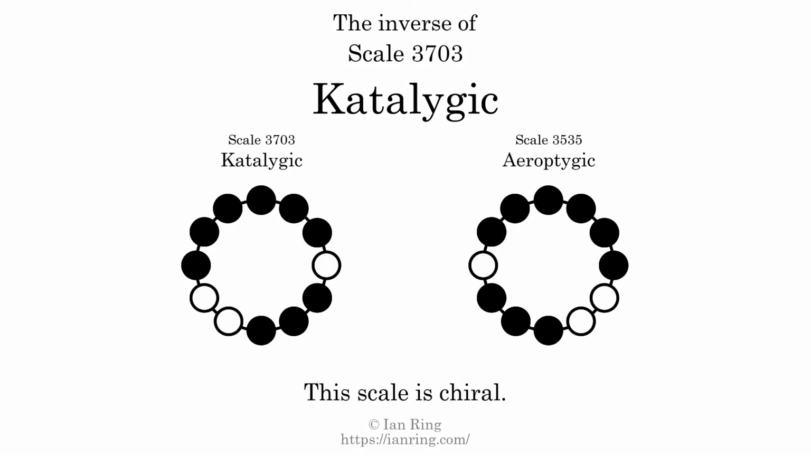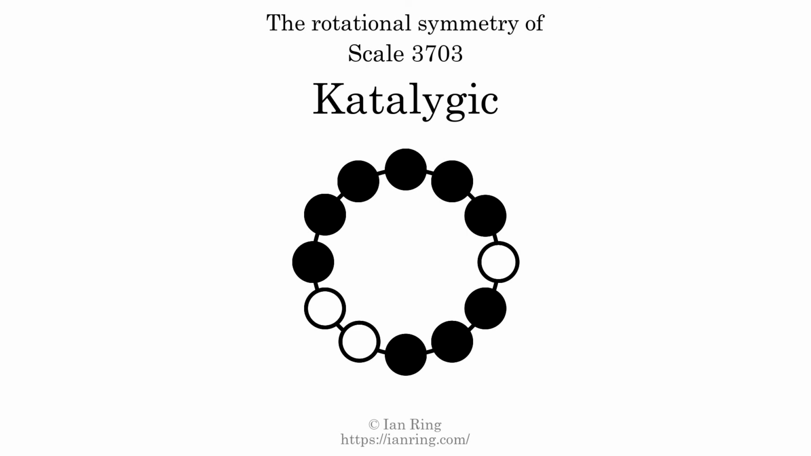The inverse of a scale is a mirror image. It is what you get when the sequence of intervals is reversed. The inverse of this scale is scale 3535, also known as eriptegic. This scale is chiral. It cannot transform into its inverse by rotational transformation. This scale has no rotational symmetry.